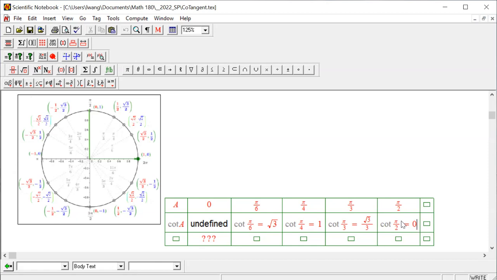And now we have a question here. What if we approach 0 from larger than 0 or from smaller than 0? It makes a big difference. So we still leave this question here. And next, we're going to look at the second quadrant.